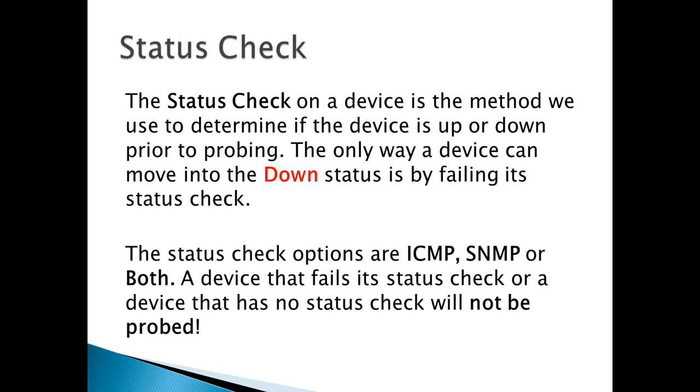So the most important thing with a status check is, if you don't have a status check on the device, then we won't probe it at all, because we'll never determine that it's good and move into the probing stage. The vast majority of issues we have with people not being able to get probes working on their equipment is they haven't set a status check, so we're never trying it.